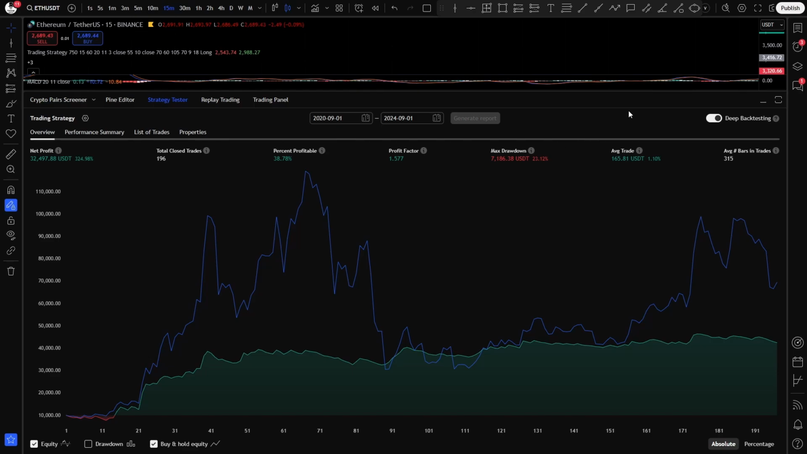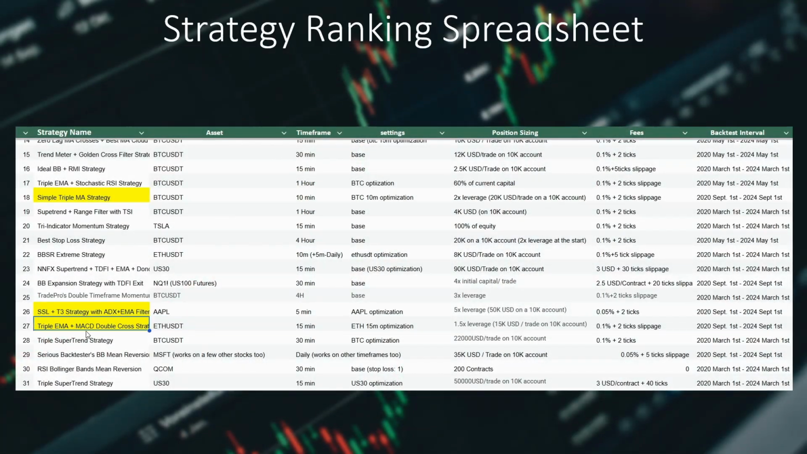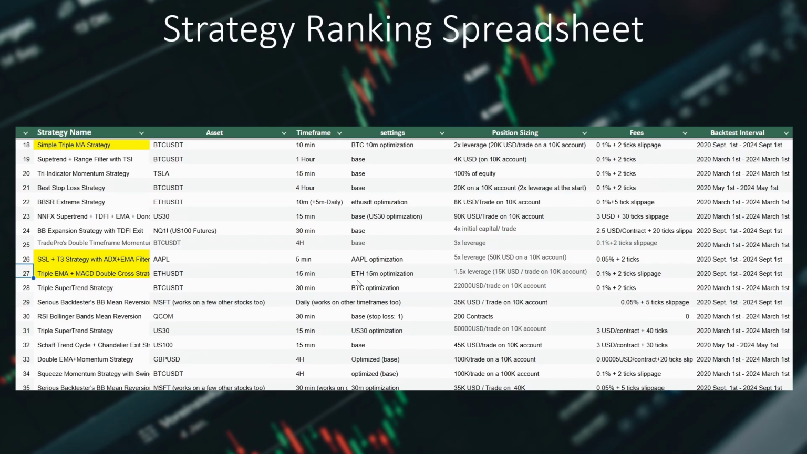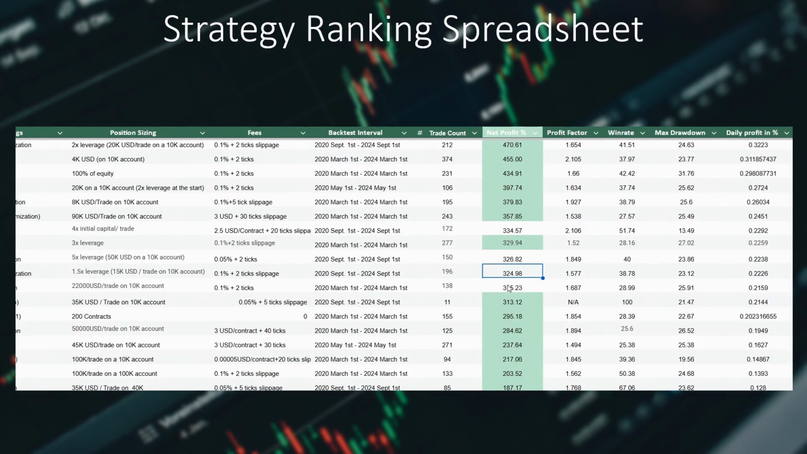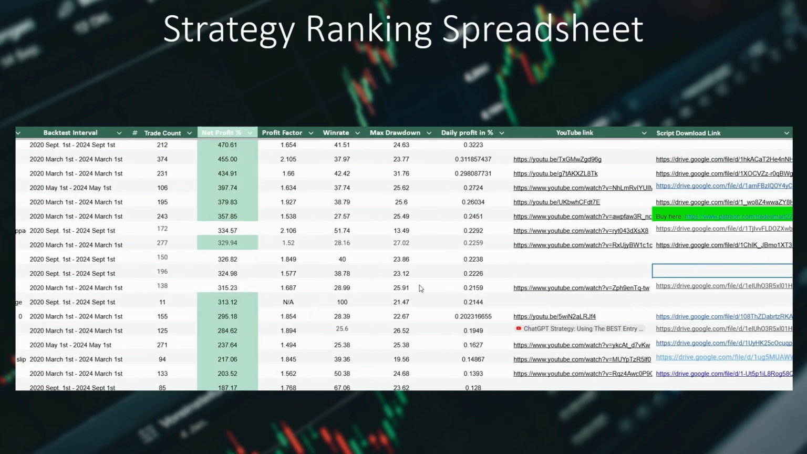Now let's see where this strategy is placed among all the strategies I have tested so far. The triple EMA plus MACD double cross strategy for the ETHUSDT 50-minute chart has taken the 27th placement out of all the strategies I tested so far. This placement is not pretty good. With 324% net profit, this is where it ranks. You can find this spreadsheet down in the description. I will put here the link of this video and the download link for the strategy.